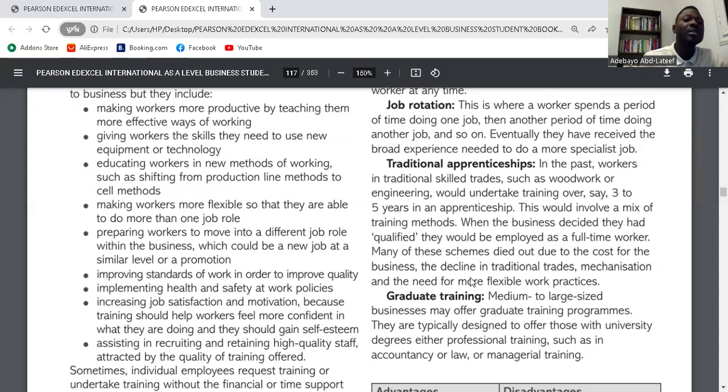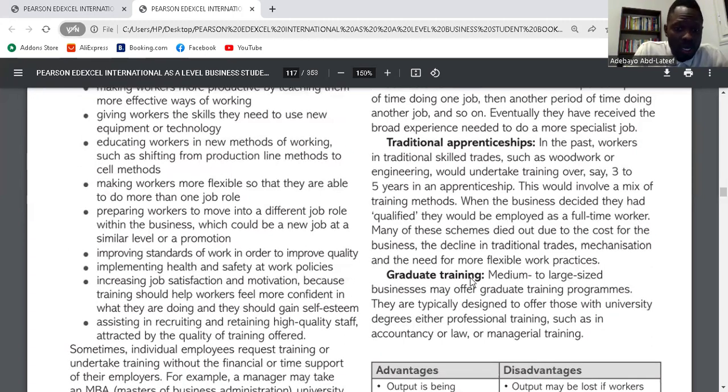The next one is making workers more flexible so that they are able to do more than one job role. That's flexibility. Preparing workers to move into a different job role within the business, which could be a new job at a similar level or a promotion. So sometimes training happens because that worker is being promoted. So he or she needs to know how to do new things. Improving standard of work in order to improve quality. So when you train your workers, it improves how they carry out their task. Quality might improve.